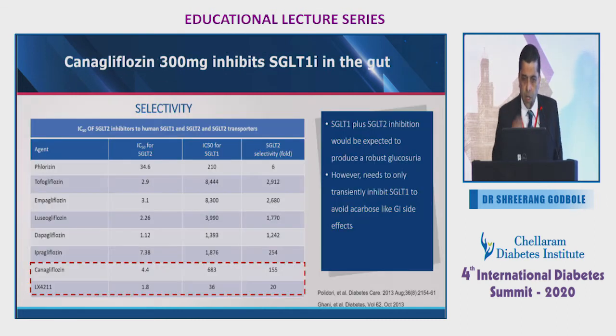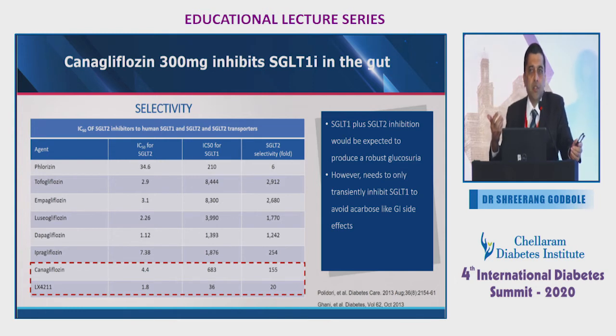Canagliflozin. Now, you know that SGLT2 is responsible for about 80% of the reabsorption of the filtered glucose load. Filtered glucose on a daily basis is 180 grams. 80% of that is about 145 grams. So if you were to use SGLT2 inhibitors and really inhibit this SGLT2-mediated reabsorption of the filtered glucose, you would expect 145 grams of glucose to be excreted in the urine. But what happens?